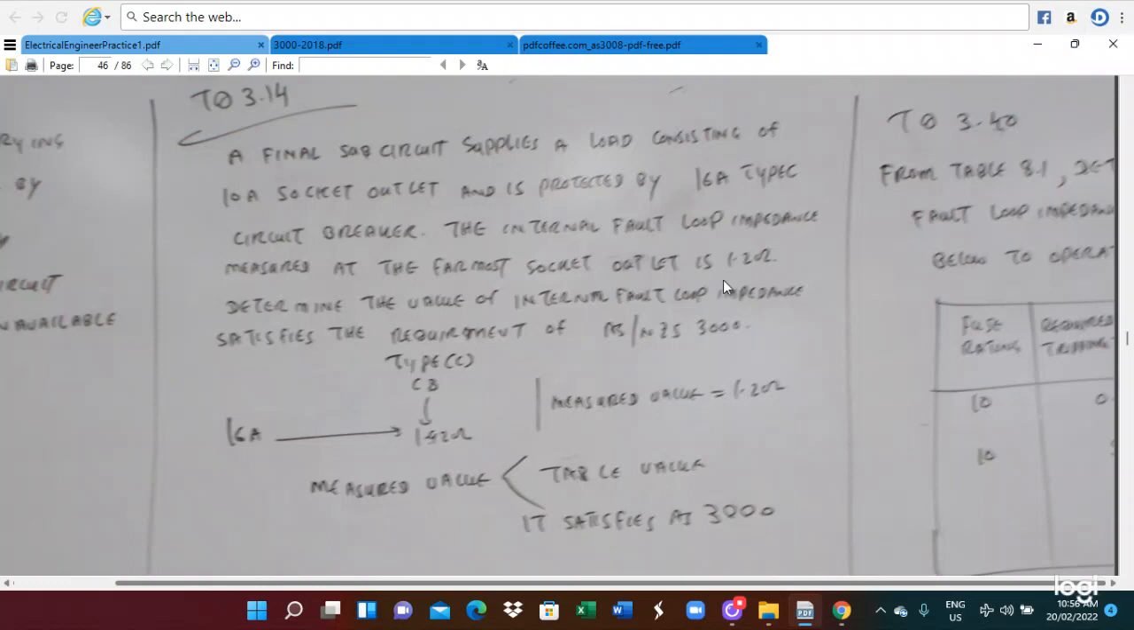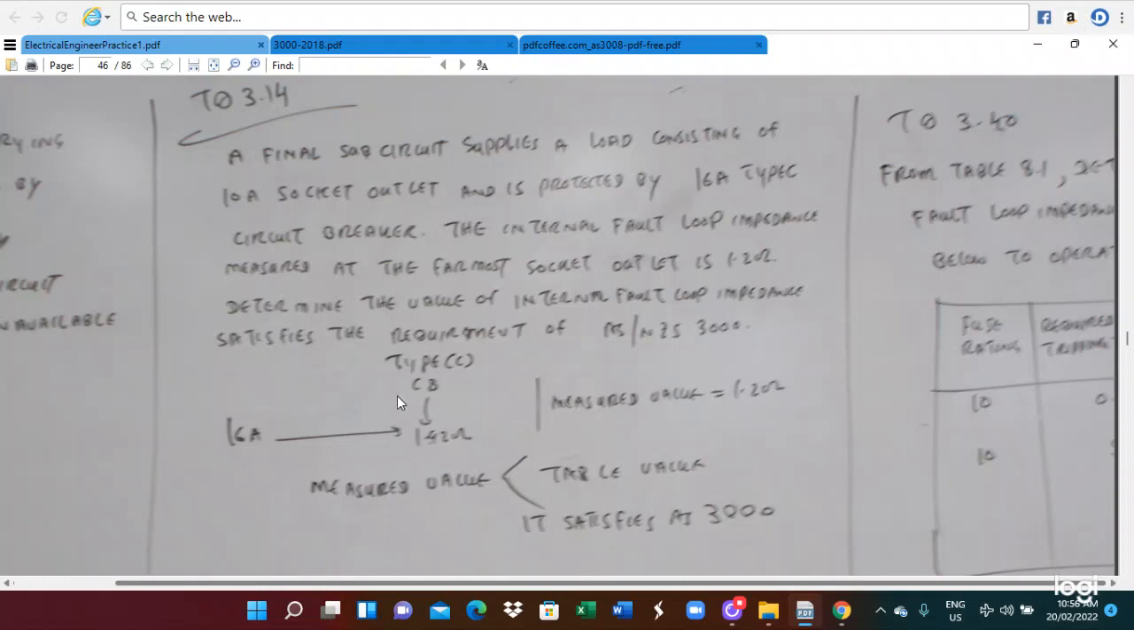And the socket outlet impedance is 1/3 ohm. This is the measured value, 1/3 ohm. The table value is 1/9 ohm. So the measured value is less than the table value, so that will be satisfying the 3000, because this is the accurately measured fault loop impedance.